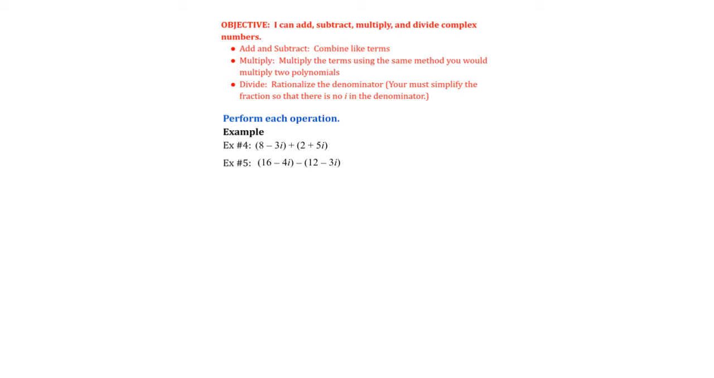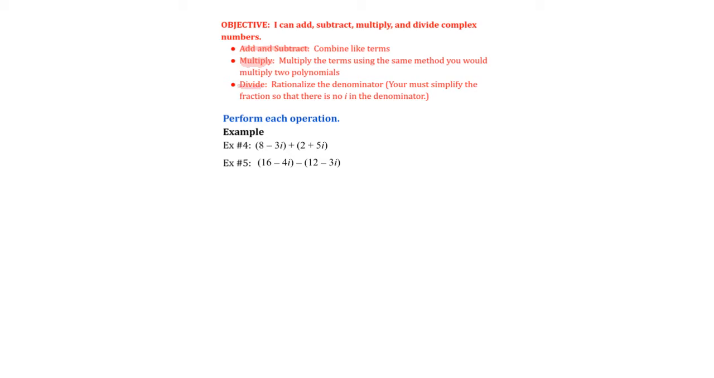Operations with complex numbers. This is really similar to working with polynomials. I can add, subtract, multiply, and divide complex numbers. If I'm going to focus on adding and subtracting, I'm just going to combine my like terms. So you're going to combine your real portions of your complex number and the imaginary component of that complex number. All right, multiplying. When you multiply, you're going to multiply the terms using the same method you would multiplying two polynomials. So you're going to be distributing, you might be foiling.